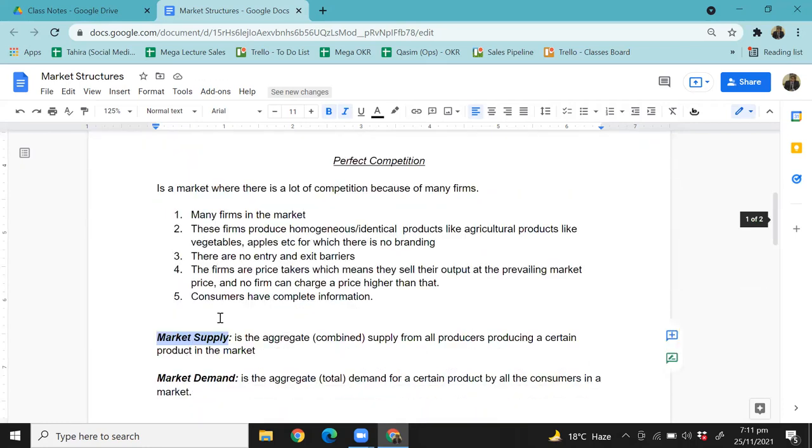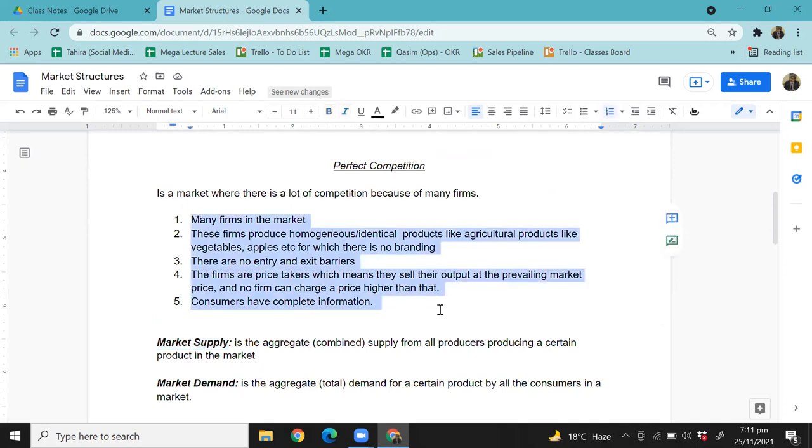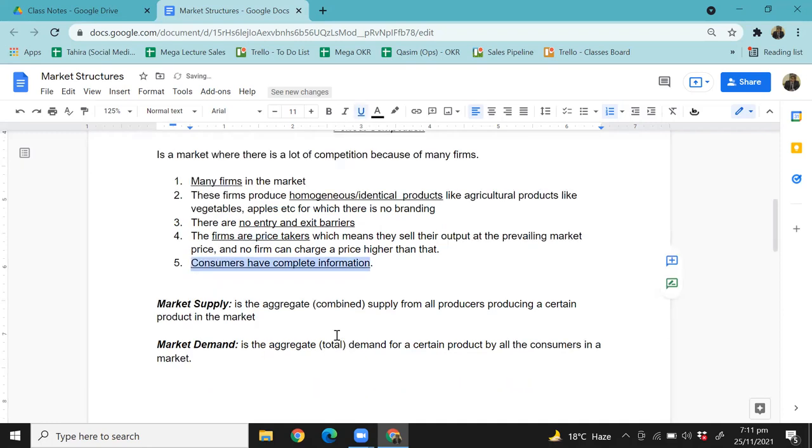What are the characteristics? We very quickly talked about how there are many firms in the market in perfect competition. The firms have homogeneous and identical products. Then we said that there are no barriers to entry and exit. Any new firm can easily enter and leave the market. The firms are price takers, which means whatever price is prevailing in the market, they have to sell at that price, right? And consumers have complete information, right? So these are the characteristics of perfect competition.